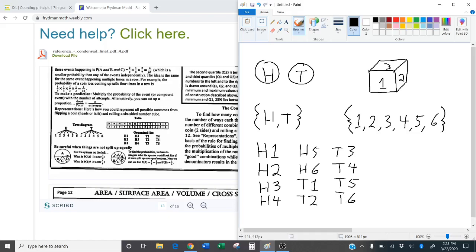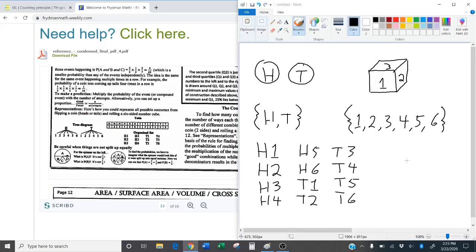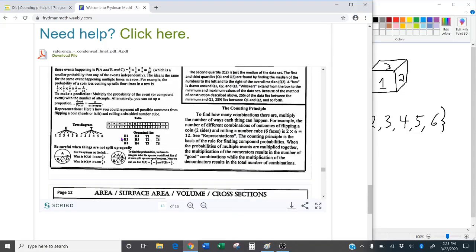And what I just did over here was I made an organized list. That's also on the reference page. If you look at representations over here, what we could do, just like what I did over here, is we can make what's called an organized list, which is you just list all the different combinations. Or you could list them all in a table, which is basically the same thing as an organized list. It's just written a different way. Heads 1, heads 2, heads 3, etc.